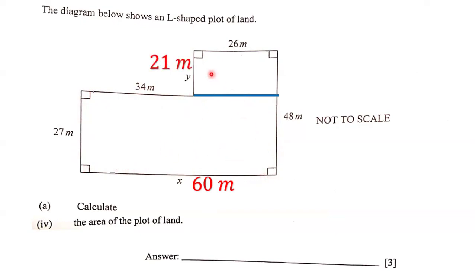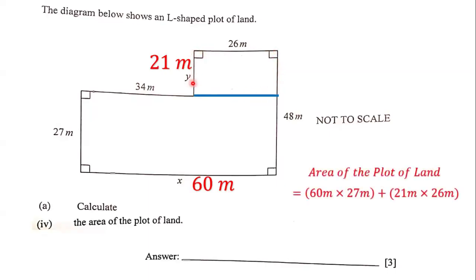So that's going to be the area of this particular rectangle. And if we go here and try to figure out the area of this rectangle, that's going to be 26 multiplied by 21. And so the area of the plot of land is going to be the area of the first rectangle plus the area of the second rectangle. The area of the first rectangle is going to be 60 times 27, so the length times the width, 60 meters times 27 meters.